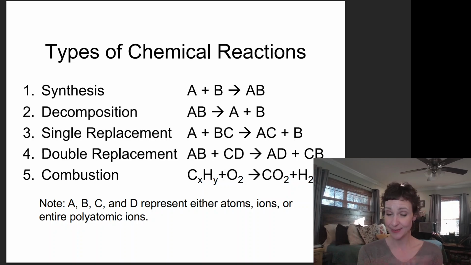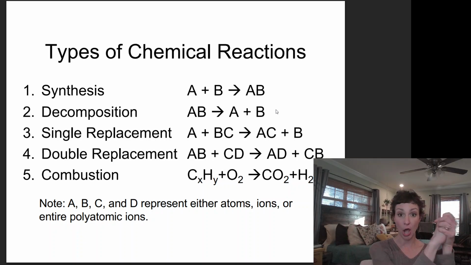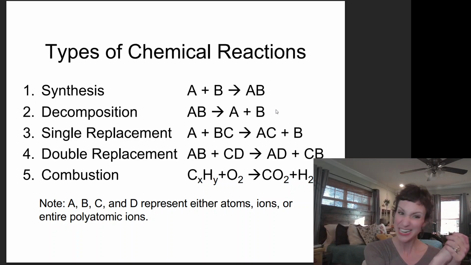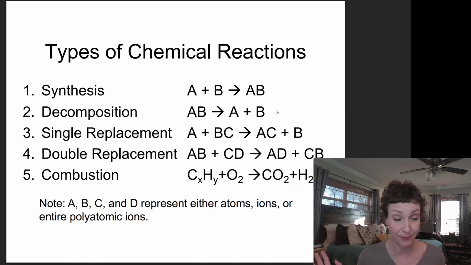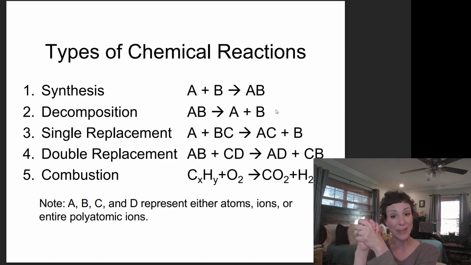Okay, so my 5 types of chemical reactions. Synthesis means bringing things together. So if you'll notice, I have A plus B. So I have 2 reactants. They come together and I have one product that is now a combination of A and B. Single A and B to make a couple, AB. Decomposition is the exact reverse of synthesis, where I take a compound and then I break it up into 2 different products.